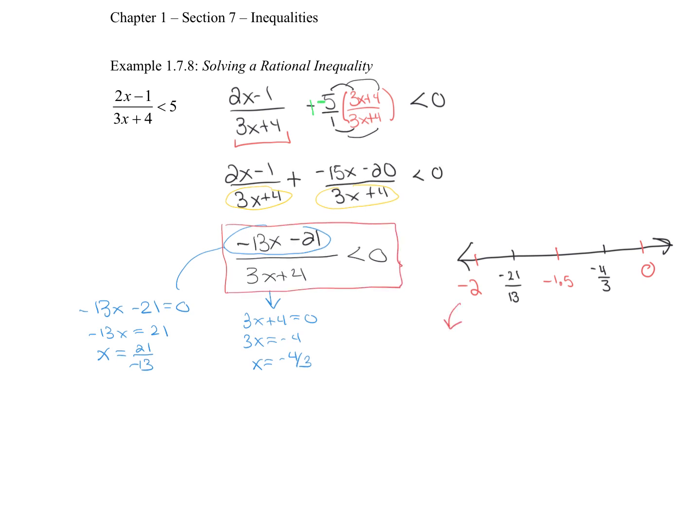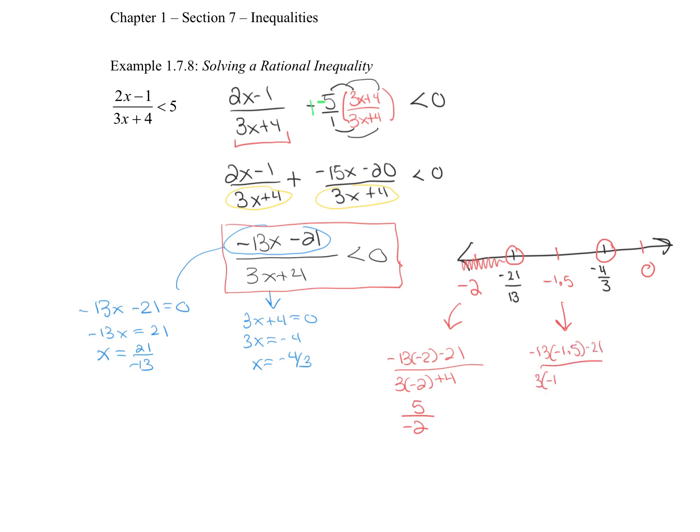So if I do negative 2, I get negative 13 times negative 2 minus 21 over 3 times negative 2 plus 4. Negative 13 times negative 2 is going to be 26. 26 minus 21 is a 5. On bottom, I'm going to get negative 6 plus 4, which is a negative 2. This is a negative, so I'm going to shade below. This does not equal ever, so both of my critical numbers on my number line get open circles.